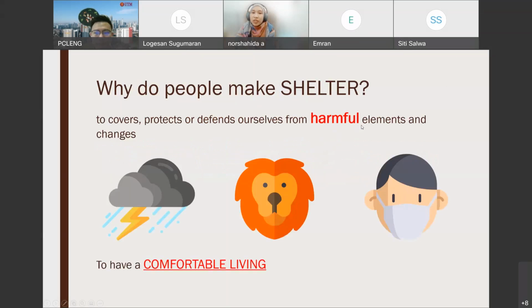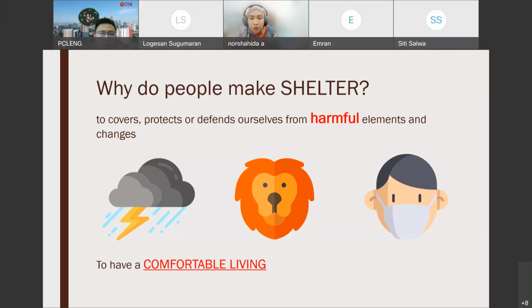Why do people make shelter? It's because we want to cover, protect, or defend ourselves from harmful elements and changes, from the weather, attacks by animals and so on. And currently, because of the pandemic about 2 years ago, everyone was ordered to stay at home and you could not go anywhere during the first MCO. So that's why we need a shelter. What would happen if we did not have this kind of shelter? The rising cases would probably have been much worse.